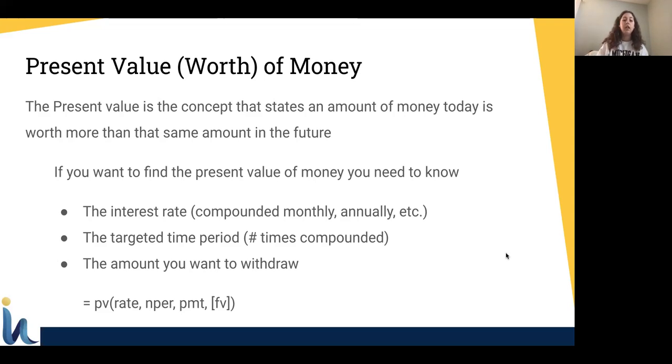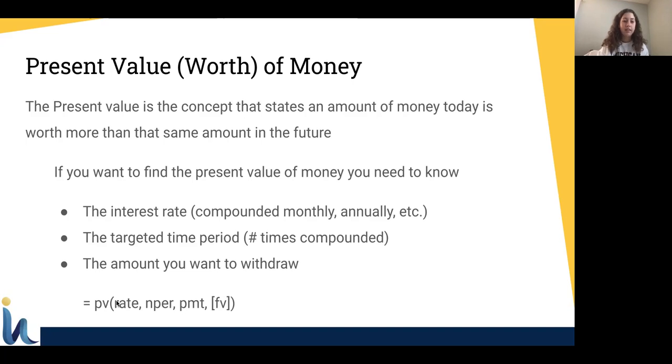So say you want to get money out in 5 years and it's compounded monthly. Since it's compounded monthly, you'd apply the interest rate 12 times over a year. So that would be 5 times 12, which is 60, your targeted time period, because that's the number of times it's compounded. And then the amount you want to withdraw is also something you need to know to find the present value. So if you put in 100 today, you want 500 out later, you're going to input that.